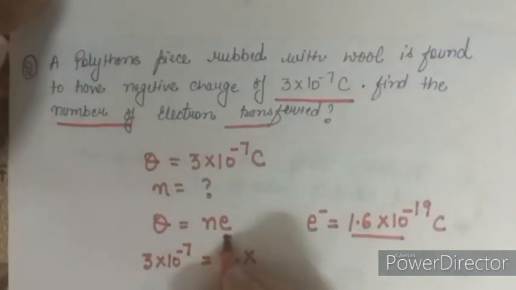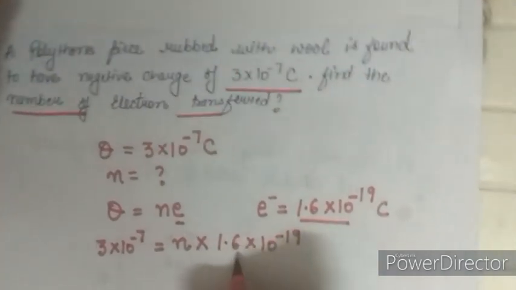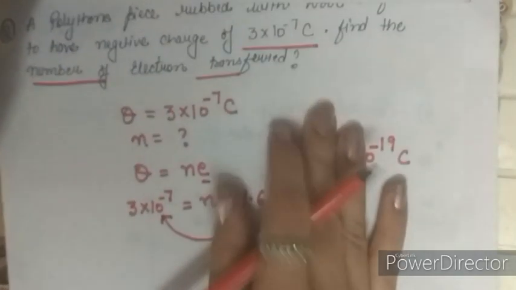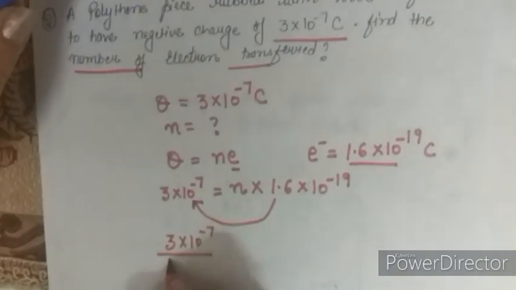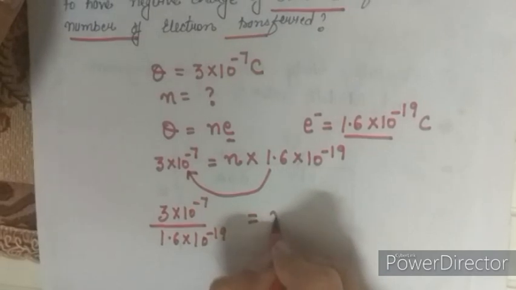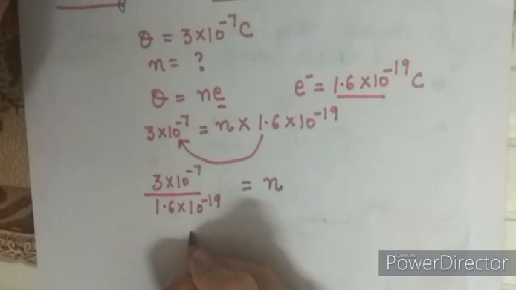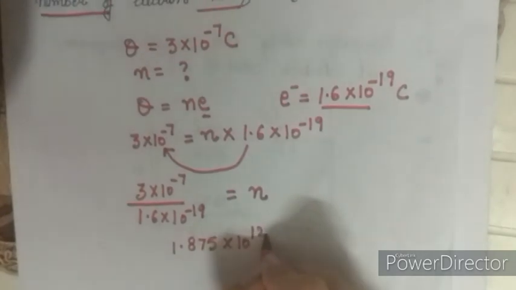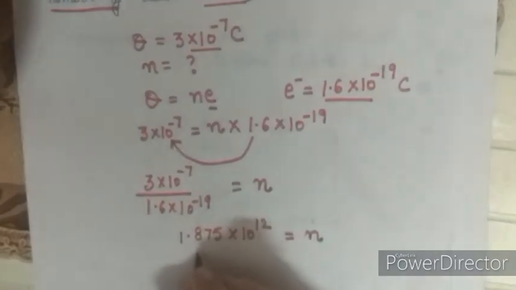N into the charge on one electron is 1.6 into 10 to the power minus 19. Now move this 1.6 into 10 to the power minus 19 over here. So 3 into 10 to the power minus 7 divided by 1.6 into 10 to the power minus 19 must be the value of N. After solving this, you will get 1.875 into 10 to the power 12. That is the number of electrons in 3 into 10 to the power 7 coulomb charge.